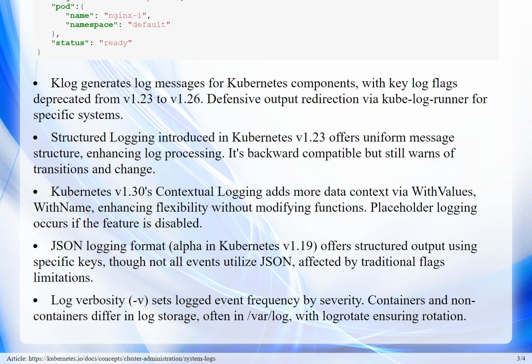Log verbosity, controlled by the -v flag, adjusts the number of events logged based on severity. A higher v value increases logged content to lower severity events, while a setting of 0 logs only critical incidents.